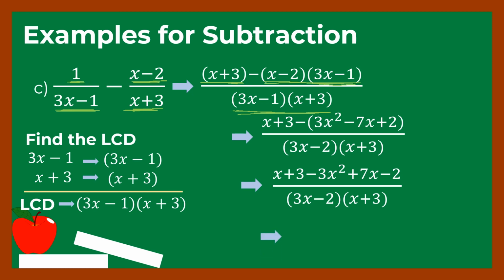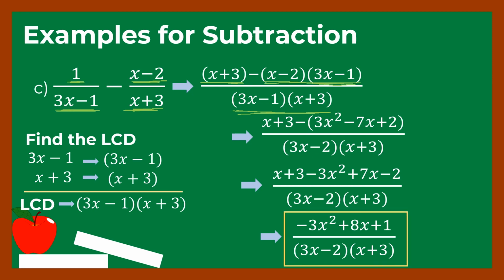So we will combine like terms. Si negative 3x squared, wala siyang kapareha, so we will just copy it. Itong x at saka si 7x, we can combine them to get 8x, at saka si 3 at si negative 2, we can also combine them to get 1. So yung final answer natin is negative 3x squared plus 8x plus 1 all over 3x minus 1 times the quantity of x plus 3. Since yung numerator natin is unfactorable, so ibig sabihin hindi na natin masisimplify pa itong expression. So this will be our final answer.